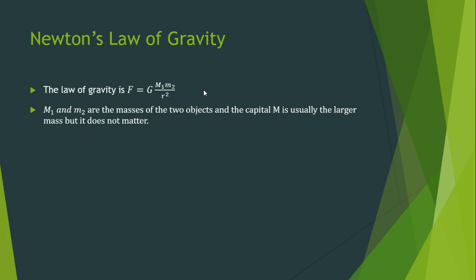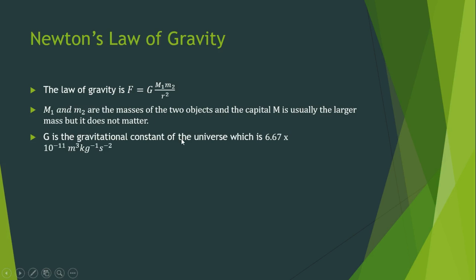And so, in this formula, m1 and m2 just represent the masses, and m1 is usually the larger mass, or the mass of the planet, and m2 is the mass of like the smaller object on the planet. And then, as I said, r is the distance between, and big G is the gravitational constant of the universe, which is 6.67 times 10 to the negative 11th, and the units are meter cubed per kilogram per second squared.